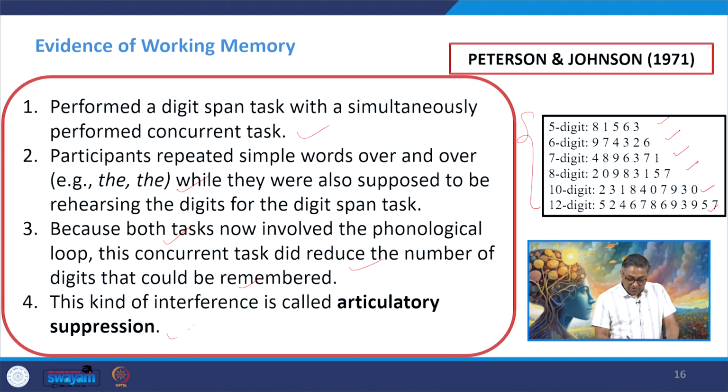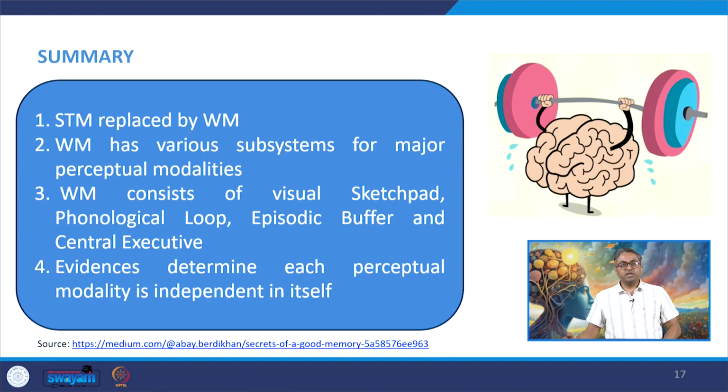This kind of interference is articulatory suppression, because articulation has been used, and this is actually leading to the bad performance in the digit span task. So, articulatory suppression was being seen.